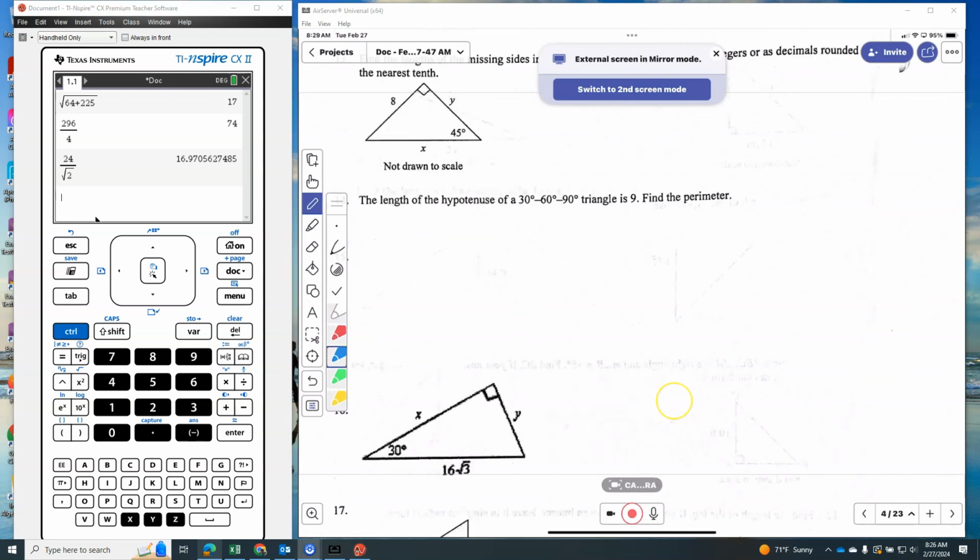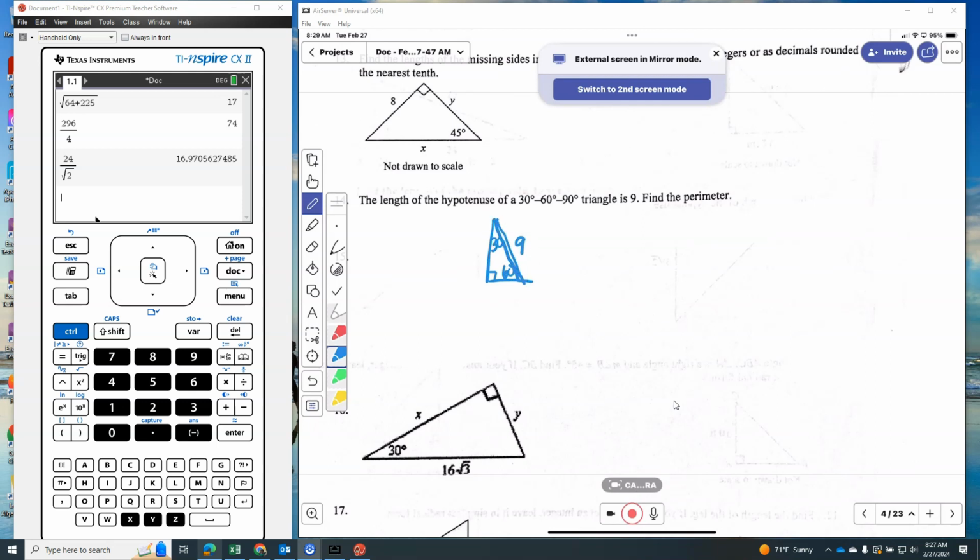Okay. The length of a hypotenuse in a 30, 60, 90 right triangle is 9. So here's 30, 60, 90. The hypotenuse is 9. So there's my triangle.